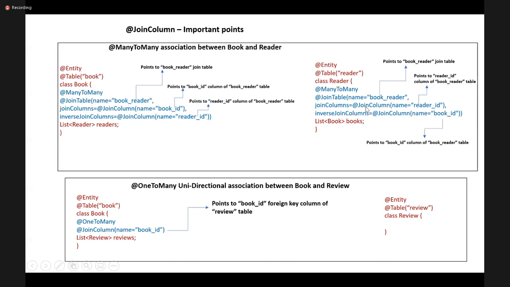Here it will be reverse from the reader. So this will point to the reader ID of the book reader table, and this points to the book ID column of the book reader table. And one-to-many unidirectional, you see. So here I told this points to the book ID from the review table. Reverse. Yesterday, if you remember.